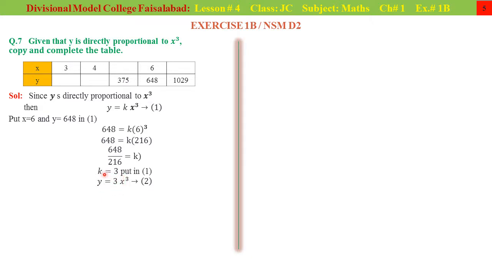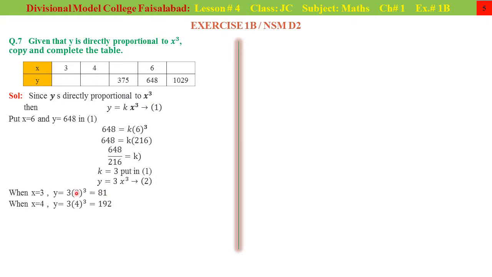Now using this equation number 2, we will find the missing values of x and y. First we will take x is equal to 3. When x is equal to 3, put this value of x in this equation, we get y is equal to 3 into 3 raised to the power 3. 3 to the power 3 is 27. 3 threes are 9, 9 threes are 27, 3 times 27 is 81. So when x is equal to 3, the value of y is 81.